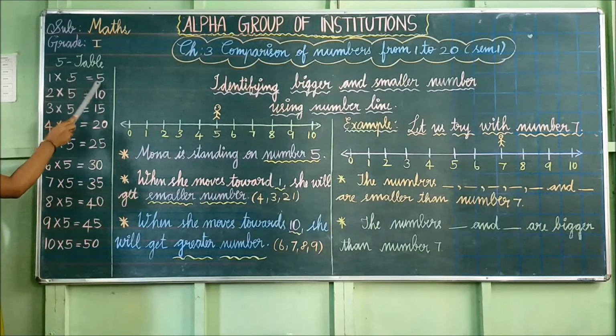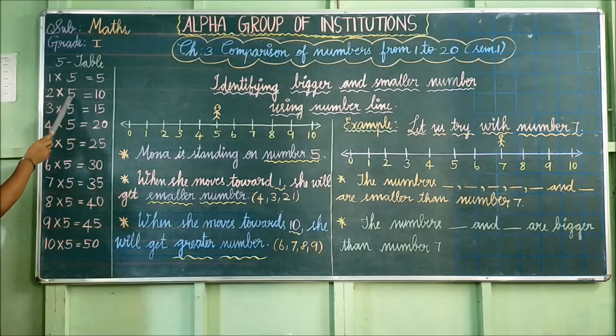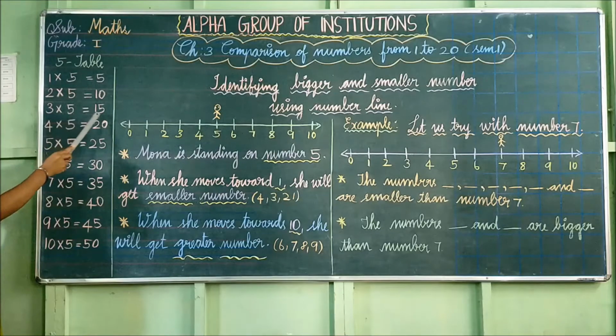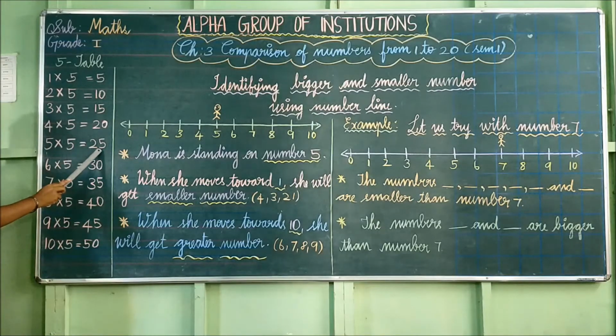One five is 5. Two fives are 10. Three fives are 15. Four fives are 20. Five fives are 25. Six fives are 30. Seven fives are 35. Eight fives are 40. Nine fives are 45. Ten fives are 50.